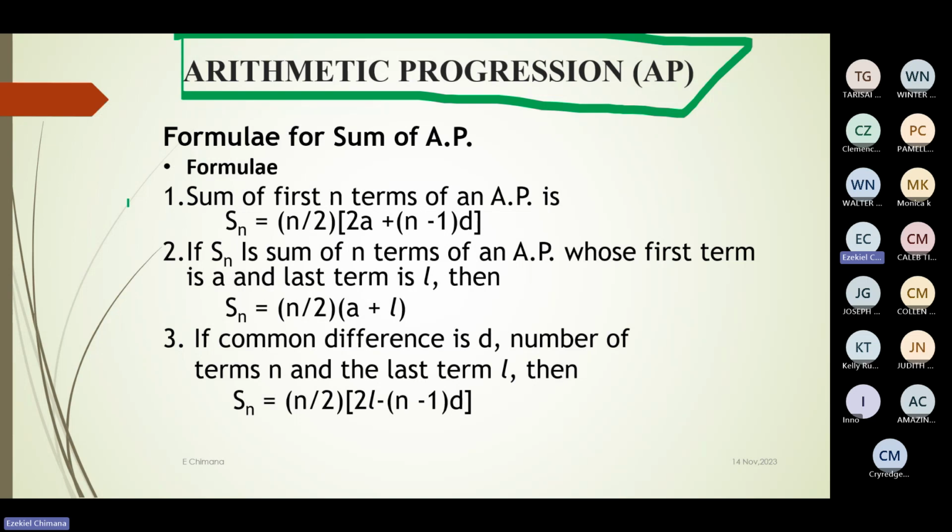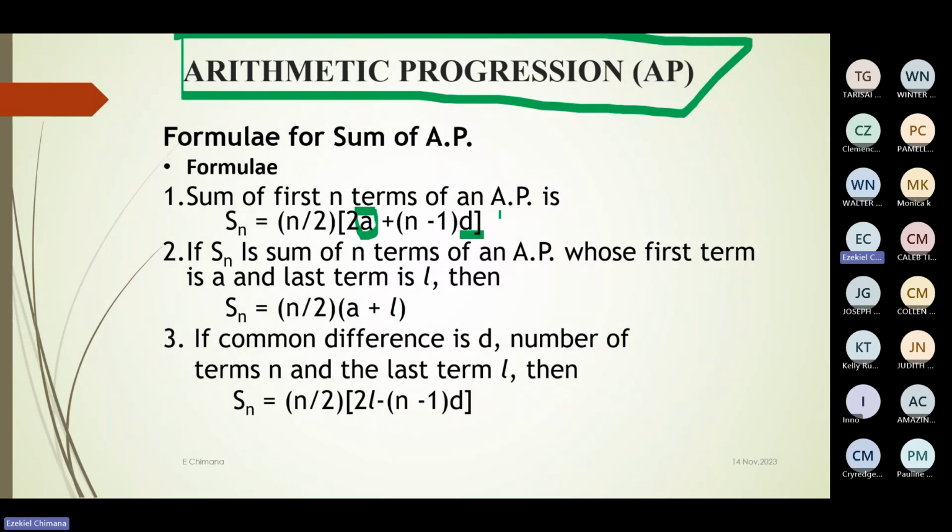So here are some of the formulas that you can take note of. There is the sum of the first n terms of an arithmetic progression. If you want to find the sum to n, or the sum of n elements in an arithmetic progression, you can use Sn is equal to n over 2 multiplied by 2a, where a is the first term in your arithmetic progression, plus n minus 1 times d, which is the common difference.